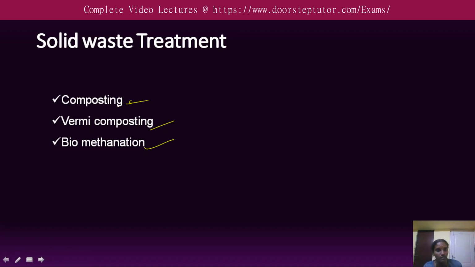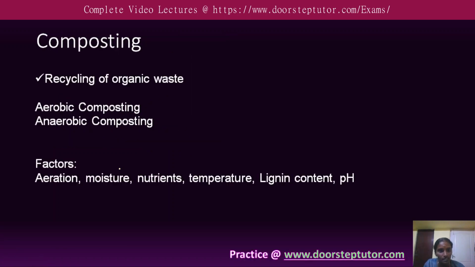In composting, the organic substances in the MSW are converted into compost. In vermicomposting, with the help of earthworms, the organics are converted into compost. In biomethanization, under anaerobic conditions, the organics are converted into biogas, which mainly consists of methane and carbon dioxide. And we will see all these three treatment processes in detail.